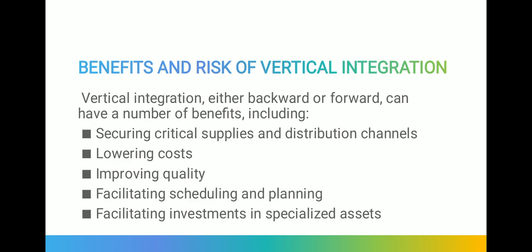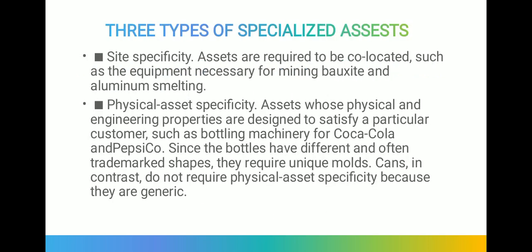Vertical integration along the industry value chain can also facilitate investments in specialized assets. So what are specialized assets? Specialized assets are assets whose features or aspects make them more useful for one or a few specific purposes only. They are unique assets with high opportunity cost. Those are site specificity, physical asset specificity, and human asset specificity.